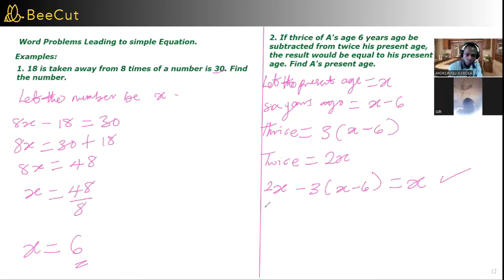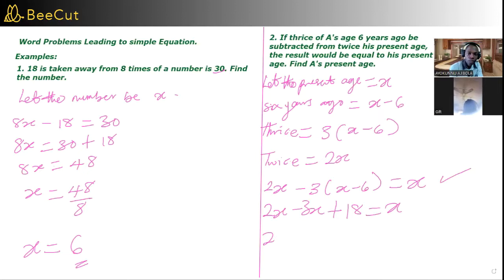Then we have 2X equals 2X minus 3 times X, which is minus 3X, and minus 3 times minus 6, take note, is plus 18, not minus 18, plus 18 equals X. So in this case, I can say this is 2X, 3X, then I can bring this other X to the side, and it's going to become negative as well. This is negative, this is positive. Okay, so 2X minus 3X.